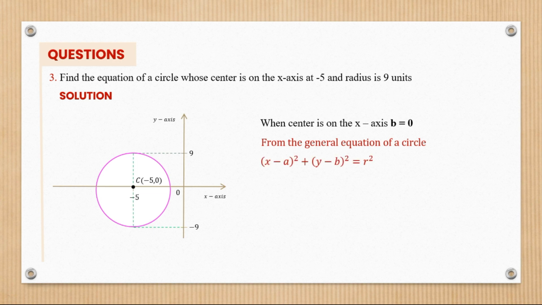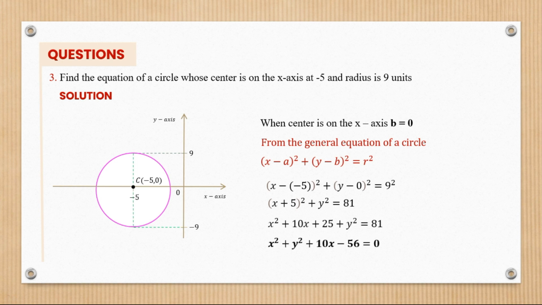So from the general equation of a circle, we can put in a 0 where we have b. This shall now give me x plus 5 squared plus y squared is equal to 81, of which I'll have the equation of the circle being equal to x squared plus y squared plus 10x minus 56 is equal to 0. And that is the answer.